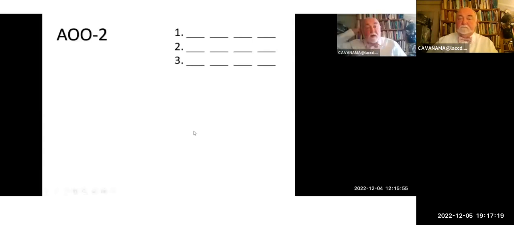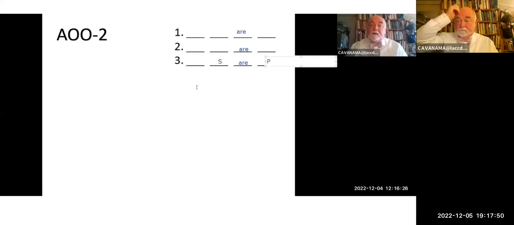This one is A-O-2. Okay, so let's do our text, and we'll put in the copula first, of course. A-R-E. A-R-E. And one more time, A-R-E. And of course, the S goes here, and the P goes here. Okay. What are our quantifiers?